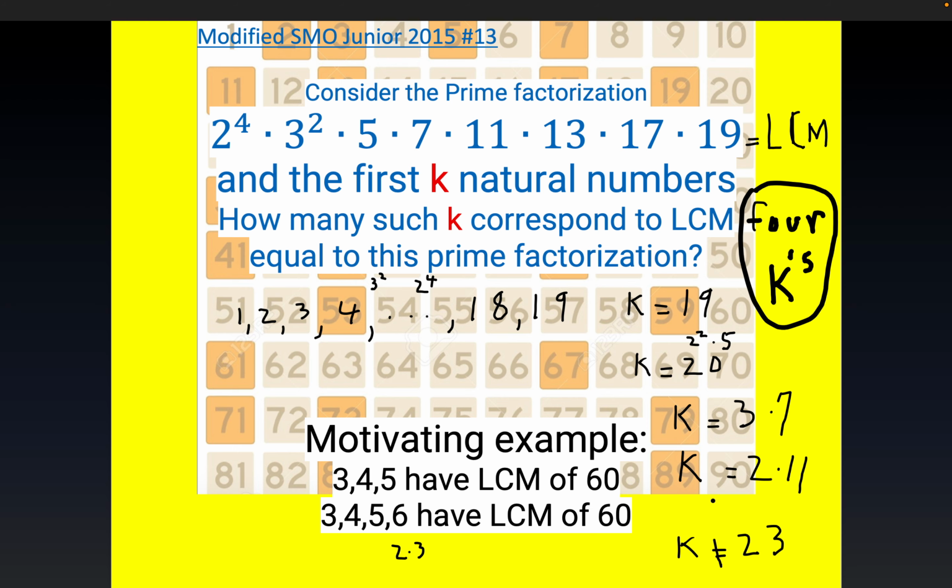So anyway, again, here's 19, 20, 21, and 22, along with the earlier ones. Take care of business here to get 4 K's.